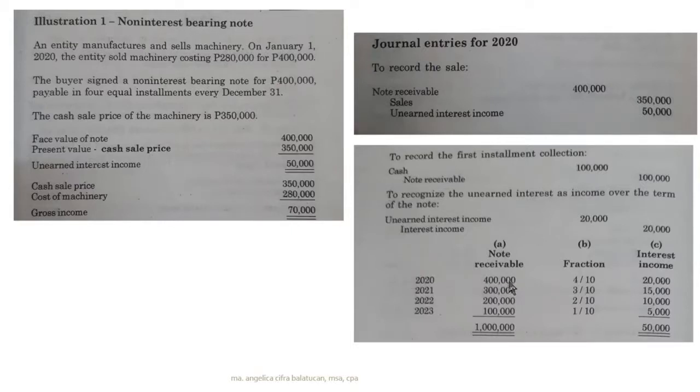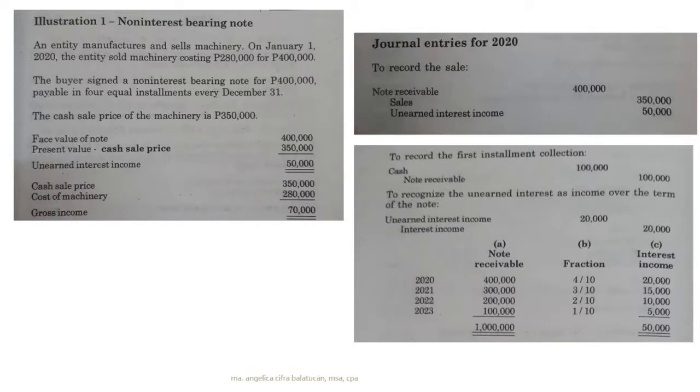After a year, right, there would be a collection of 100,000. So the remaining outstanding receivable or collectible on 2021 would be 300,000. And 100,000 is collected for the installment. So it becomes 200. So in 2023, the remaining collectible we have is 100,000.